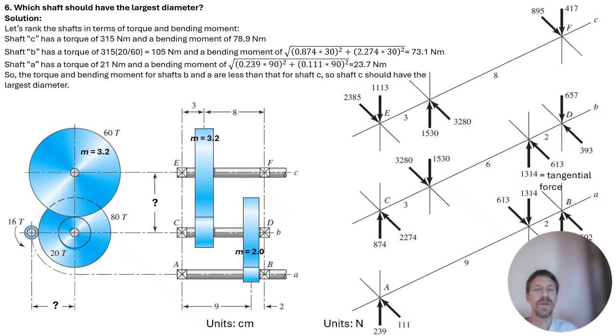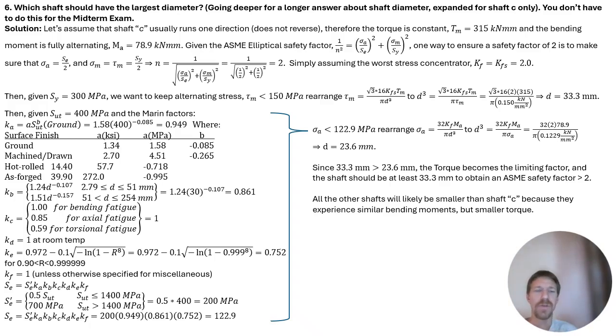We calculated that already. Using the same approach, we can slide all the way across from the 239 newtons and the 111 newtons across that 90 millimeters, square both of those, and we can get the resultant bending moment at that location where the gear is located. So the torque and bending moments for shaft B and A are less than shaft C, so shaft C should have the largest diameter. Now I'm not expecting you to do this for the midterm exam, but we can go a lot deeper and calculate a first approximation based on some reasonable assumptions of what those diameters should be.